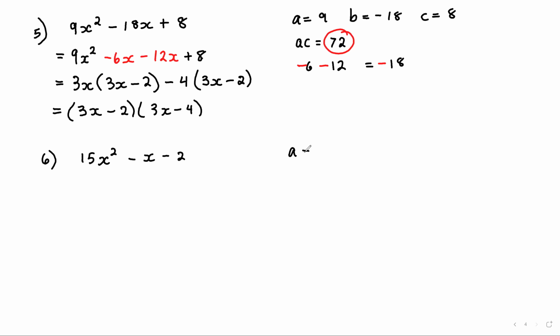A is 15. B is minus 1. And C is minus 2. Perfect. What is AC? AC is minus 30. Thank you. And now we need to choose the two factors of 30 that could add or subtract to give me 1.